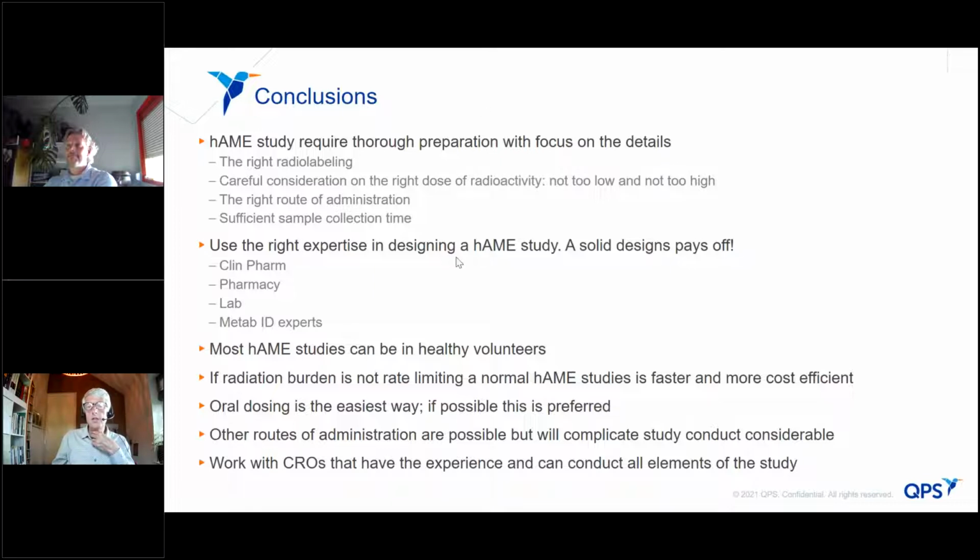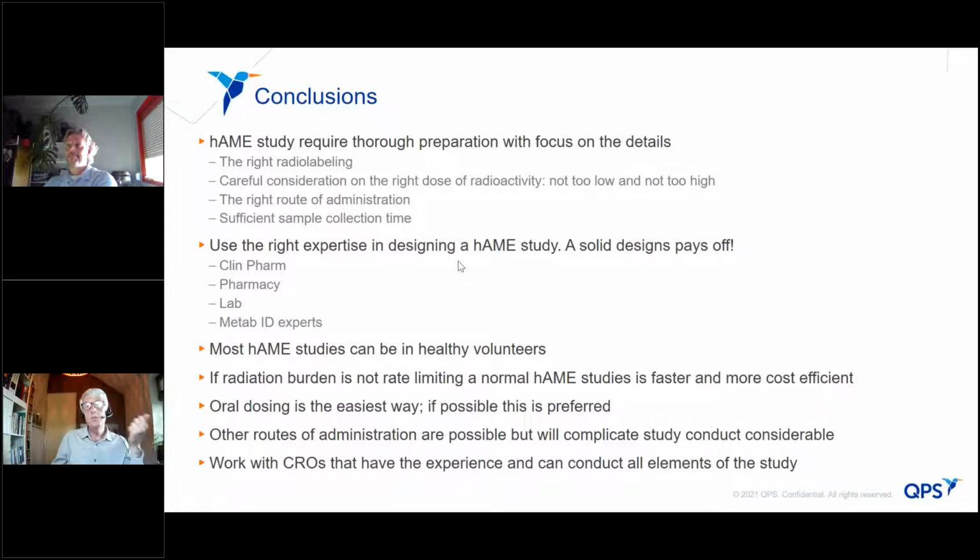And this is my experience over many years. A solid design pays off. So rather spend 2 additional months in planning for a study. So plan well ahead instead of rushing through a study and then at the end have incomplete recovery.